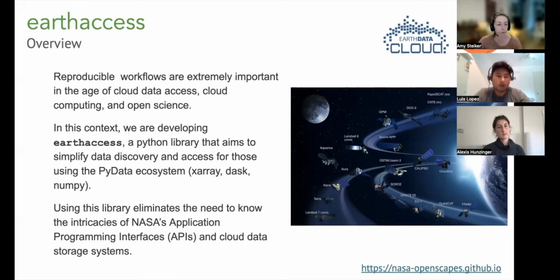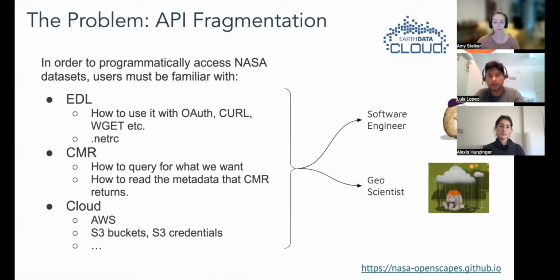So we took all of this input and started to develop a Python library that will integrate with one of the most used workflows or stacks that earth scientists use for earth science data, which is the Pangeo or PyData stack, which is Xarray, NumPy, Dask. So that's the ethos of the library, making things simpler for the scientists to access NASA data, regardless of whether the data is in the cloud or not. So the next slide, please.